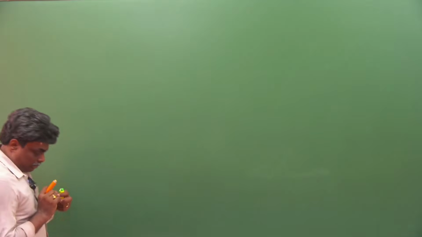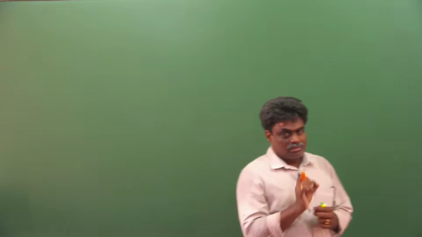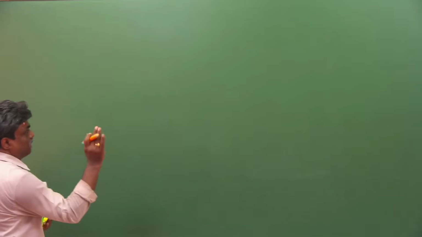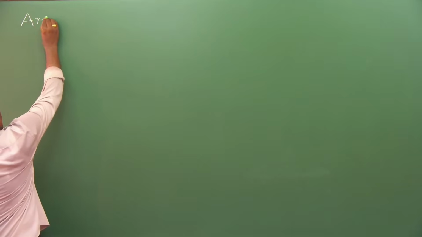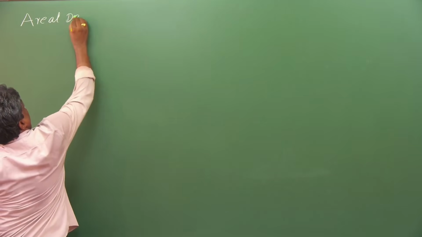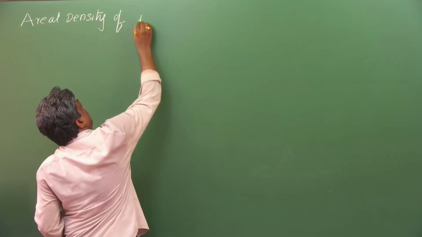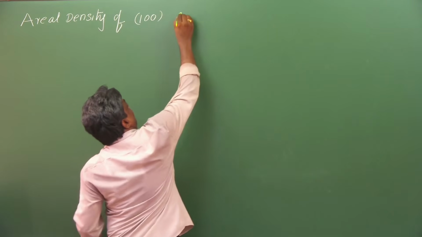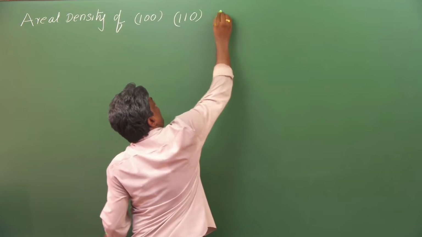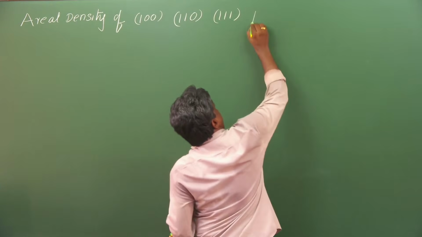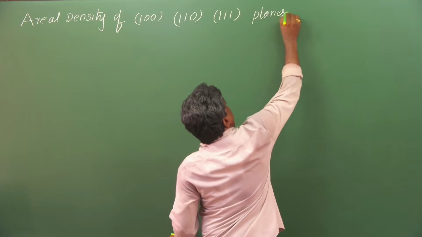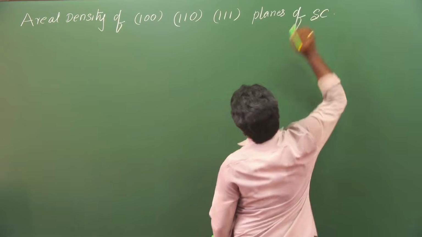Right, stop. My next concept, areal density. This is also a very important question for your GATE exam. Okay, so listen carefully, please. So this is the next one, areal density. Areal density of what planes? 100 plane, 110 plane, and 111 planes. Of which structure? I am taking simple cubic.